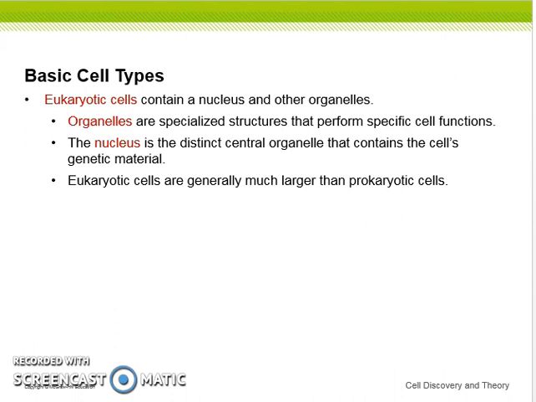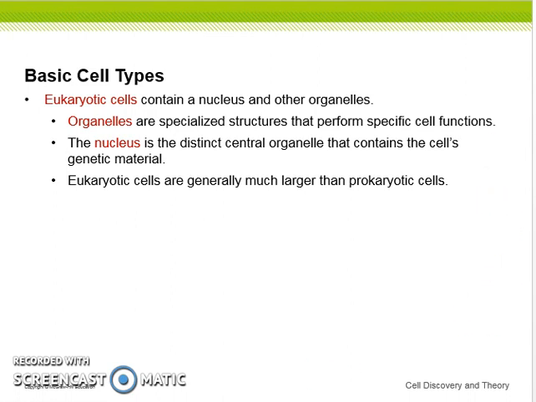Eukaryotic cells contain a nucleus and other organelles inside of it. What are organelles? Well, they're specialized structures that perform specific cell functions. The nucleus is the distinct central organelle that contains the cell's genetic material. Eukaryotic cells are generally much larger than prokaryotic cells simply because they hold a lot more stuff.